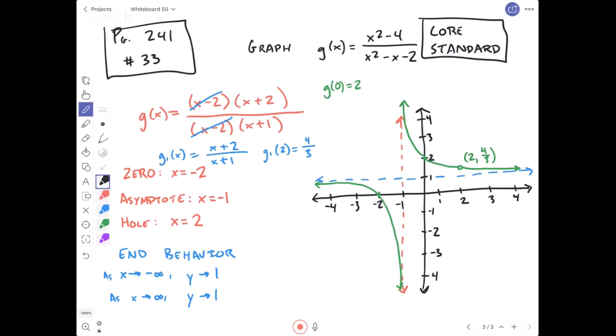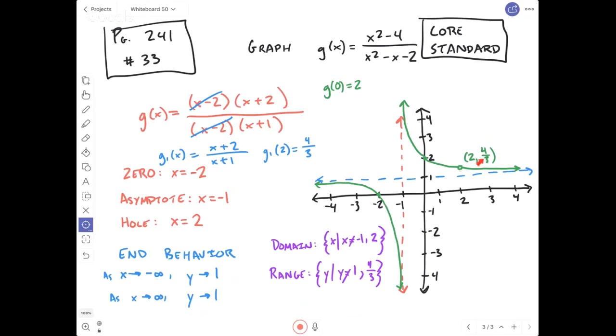Domain. Domain is going to be the set of values x such that x does not equal negative 1, nor can x equal positive 2. And the range is going to be the set of values y such that y does not equal 1. We're going to approach 1, but never equal it. And y never equals 4 thirds, because there's a hole in the graph at 2, 4 thirds.